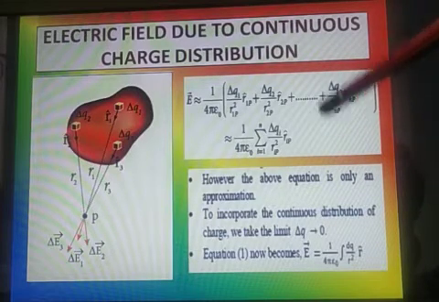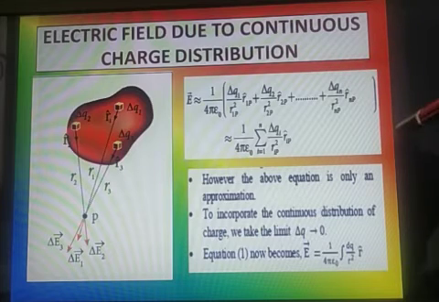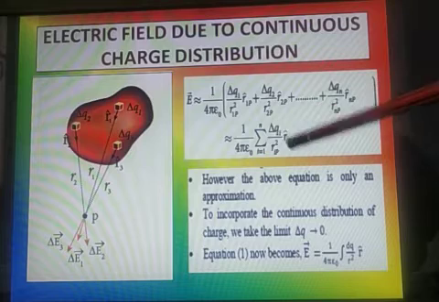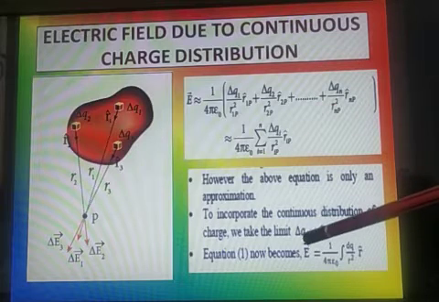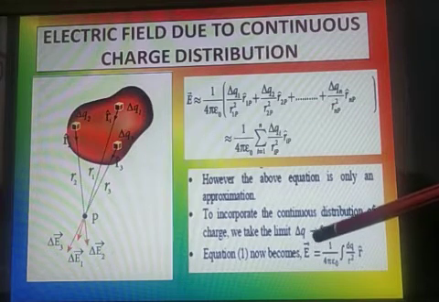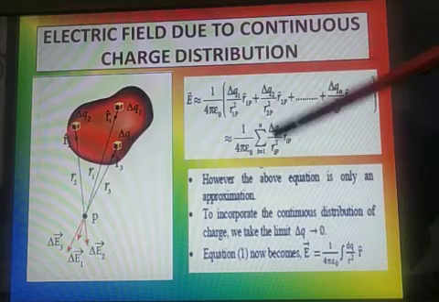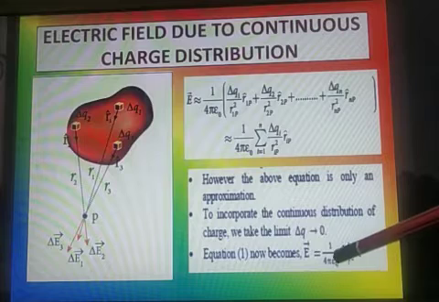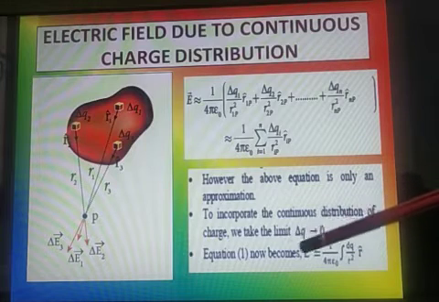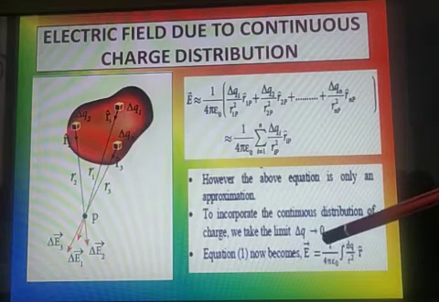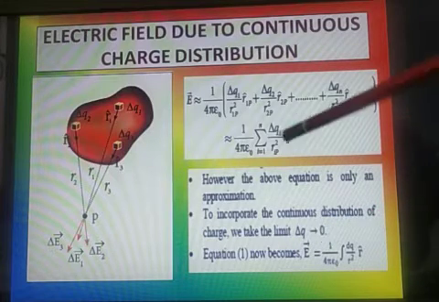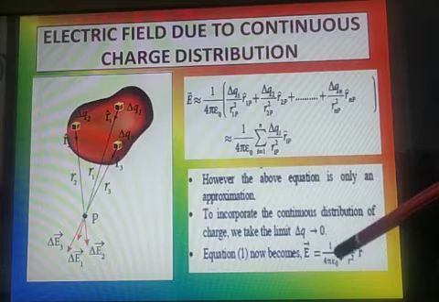So to incorporate the continuous distribution of charge, we take the limit where the value of del q approaches 0. When this del q approaches 0, this summation can be converted into integration. We studied this in the second unit of 11th standard. When del q approaches 0, not exactly 0, but approaching the value of 0, this summation can be changed into integration.